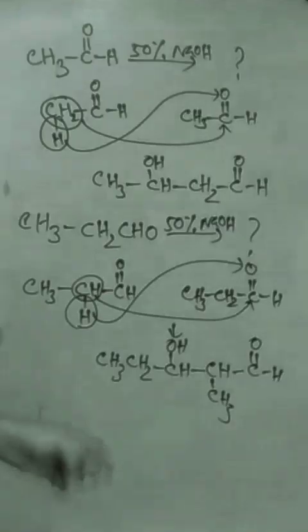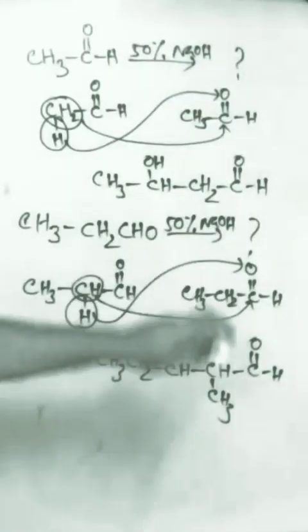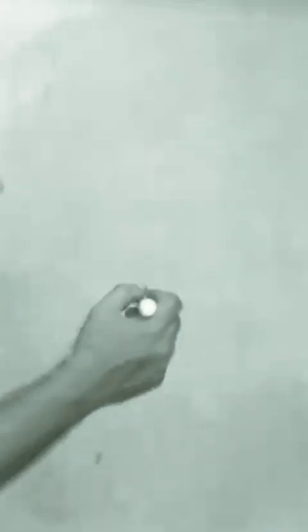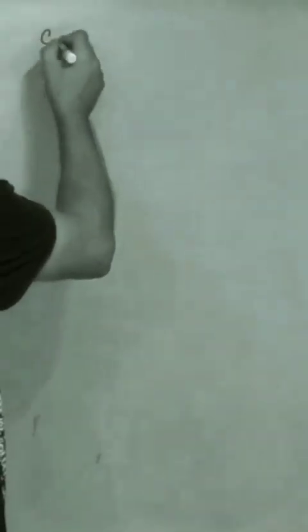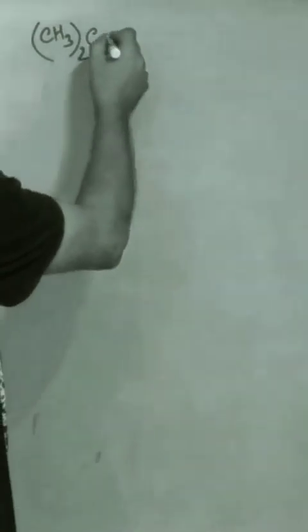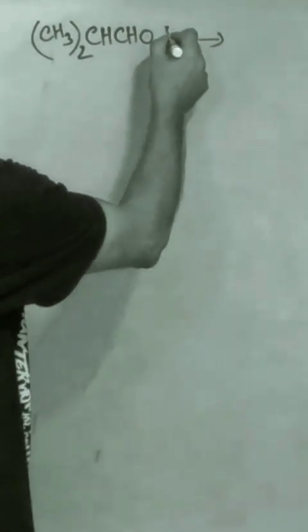Next, see what happens if we treat dimethyl acetaldehyde with 50% NaOH solution. Let's see another reaction. (CH3)2CHCHO with 50% NaOH.